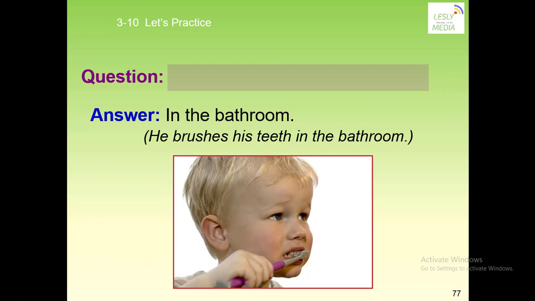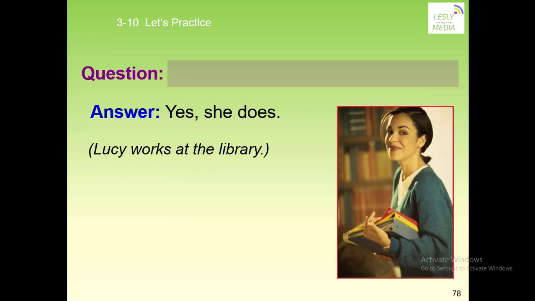Just pay attention to the sentence in the brackets. He brushes his teeth in the bathroom. So what is the question? An appropriate question. Where does he brush his teeth? In the bathroom. Okay, good. How about this one? Yes, she does. Does Lucy work at the library? Yes, she does. Karena jawab pertanyaannya yes no question.